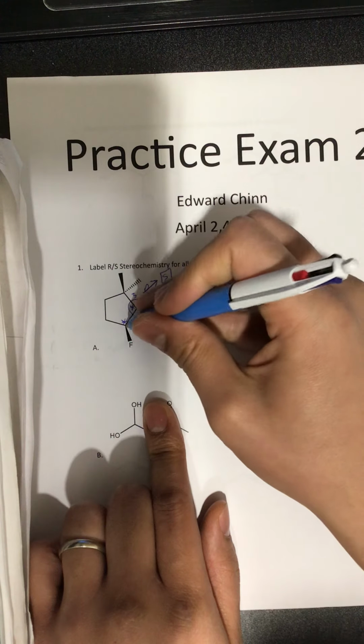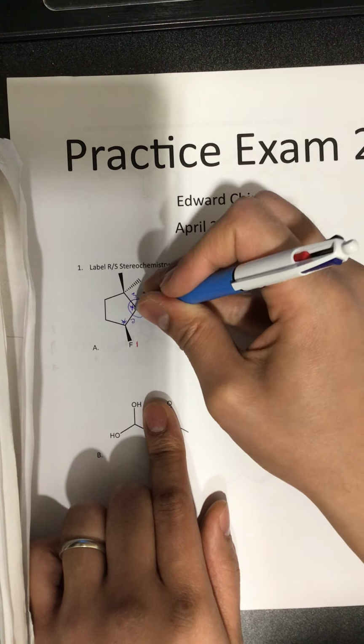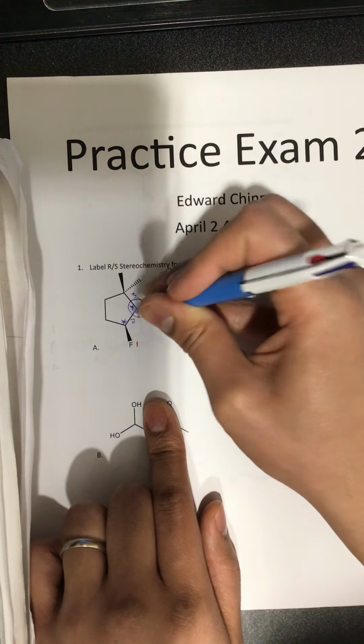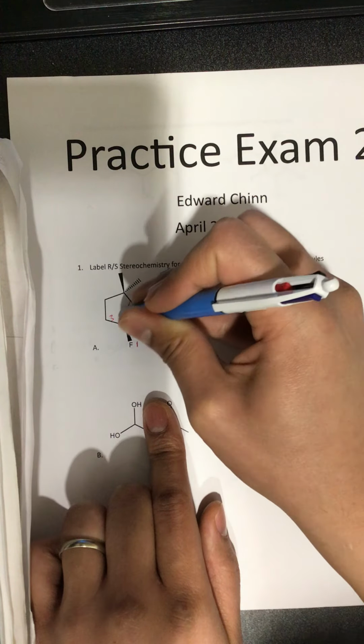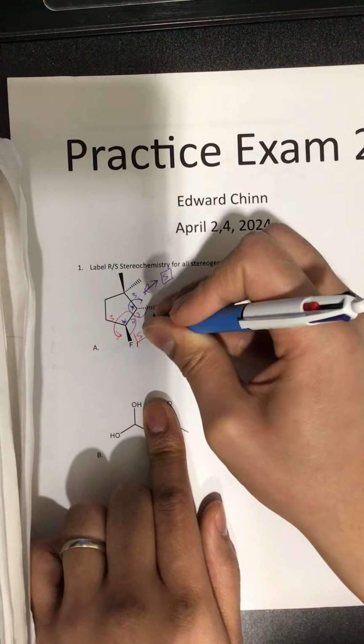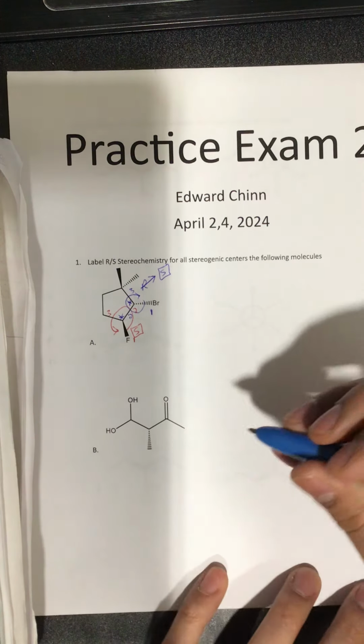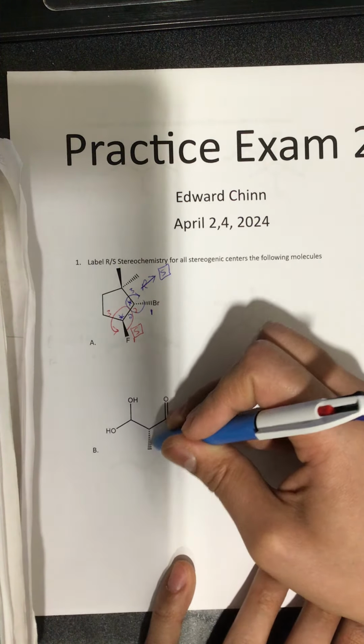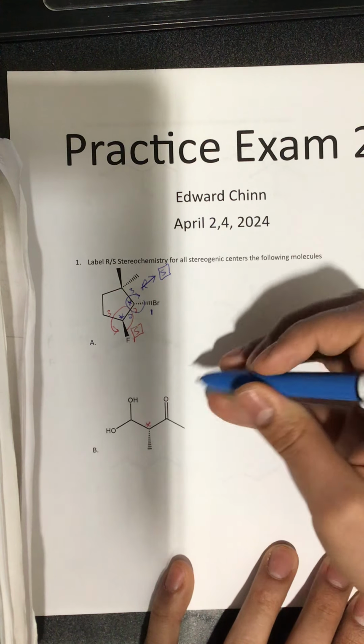Do this one. For this one here, fluorine's going to get 1. This carbon has a bromine attached to it, so it's going to be 2. This is going to be 3. You can go this way. It's going to look S, and it is S. This is S,S.